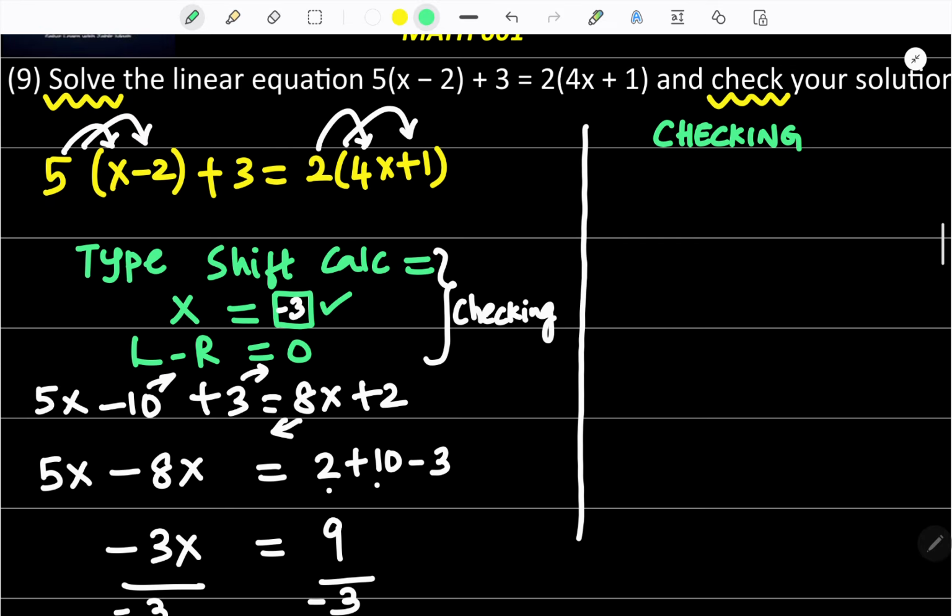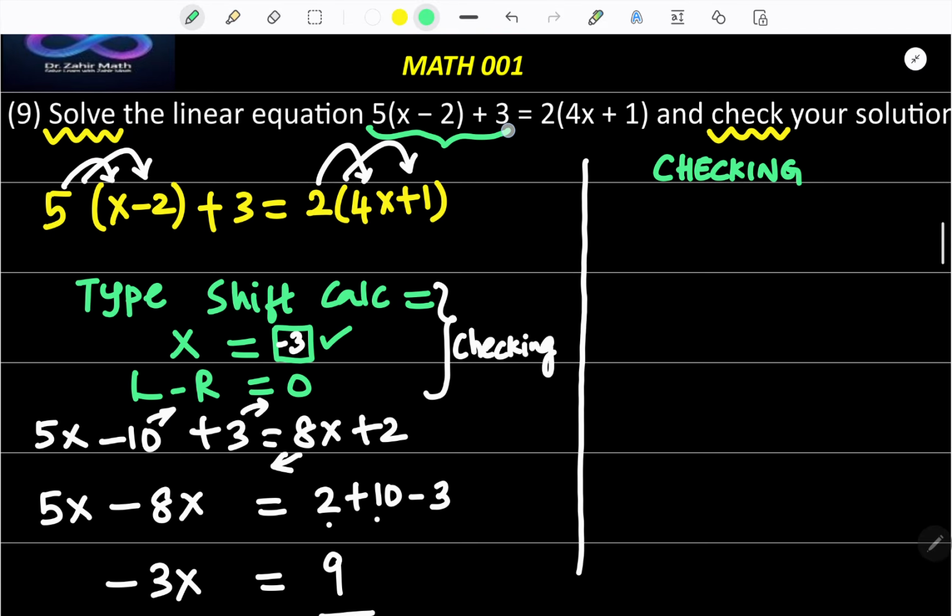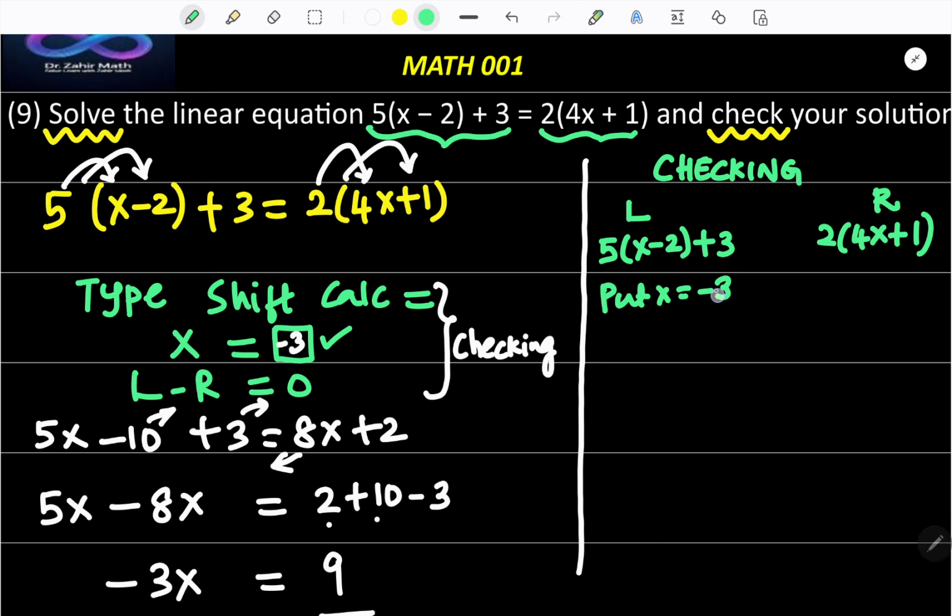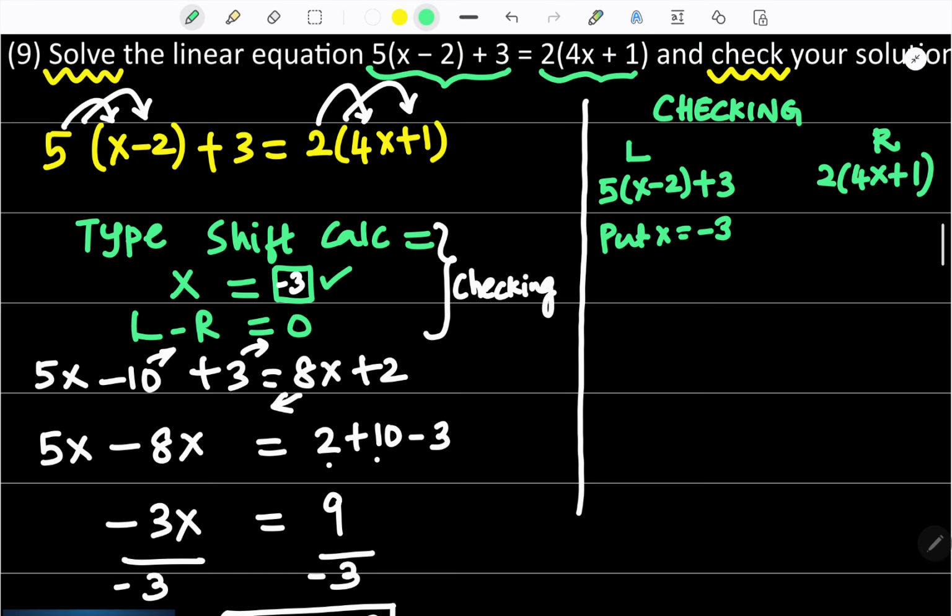Okay. How to do checking, teacher? I'm going to call this left and this right. Left is 5 times (x minus 2) plus 3. And the right is 2 times (4x plus 1). Okay. Right. Now you put x is equal to what? Negative 3. The answer which you got here. So carefully put it: 5 times (negative 3 minus 2) plus 3. So you put everything in the calculator, you will get minus 22.